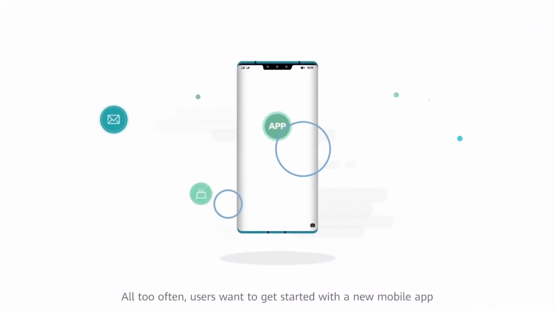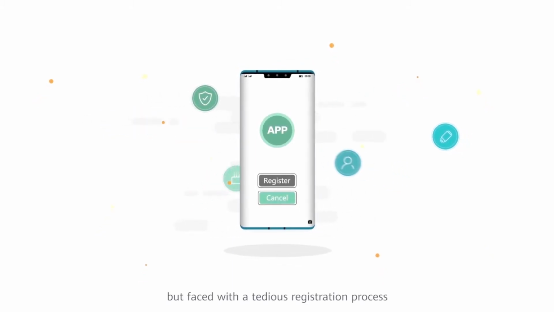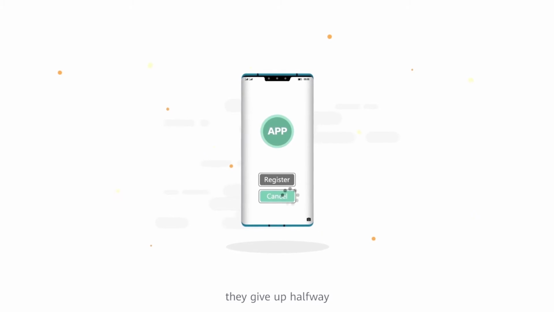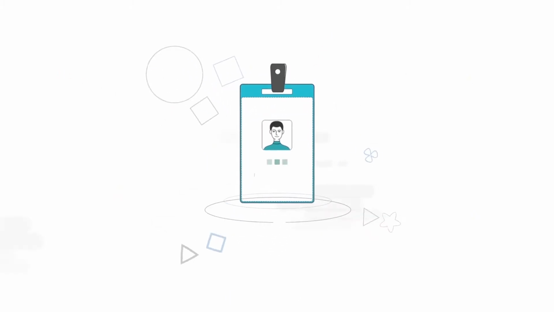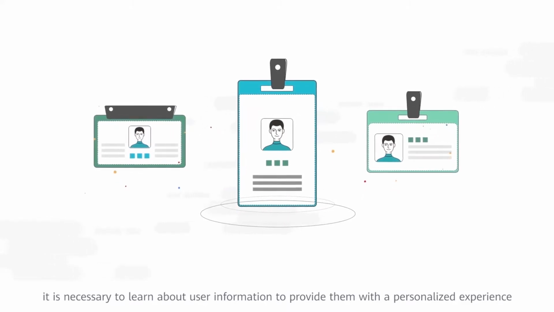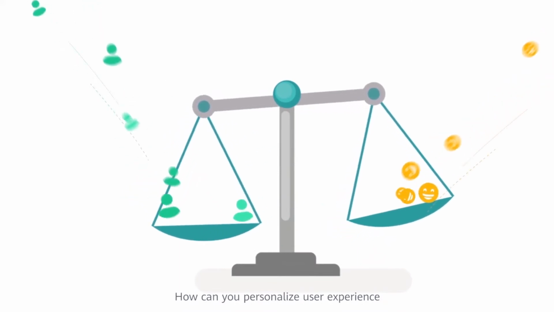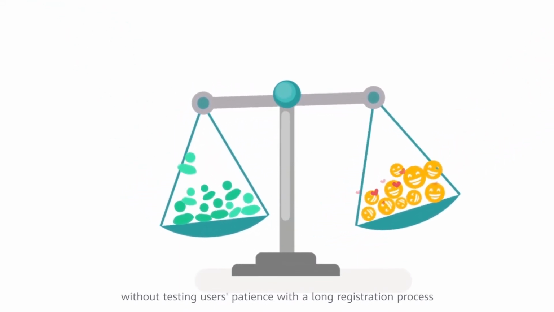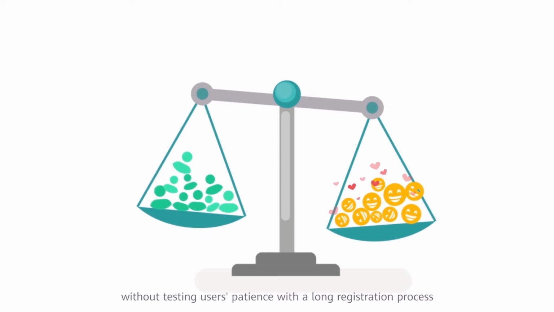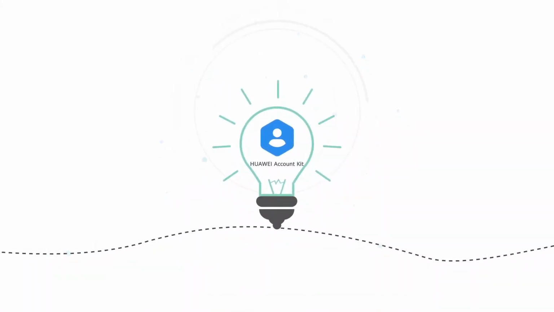All too often, users want to get started with a new mobile app, but faced with a tedious registration process, they give up halfway. However, it is necessary to learn about user information to provide them with a personalized experience. How can you personalize user experience without testing users' patience with a long registration process? HUAWEI Account Kit can help you solve this problem.